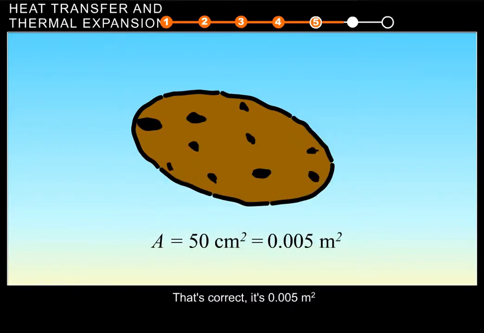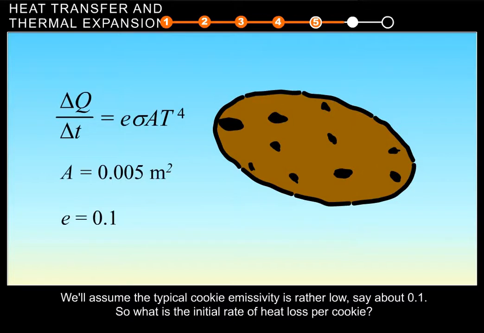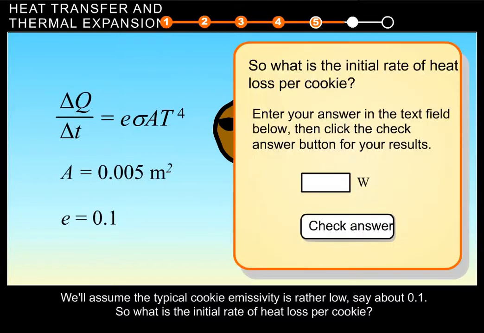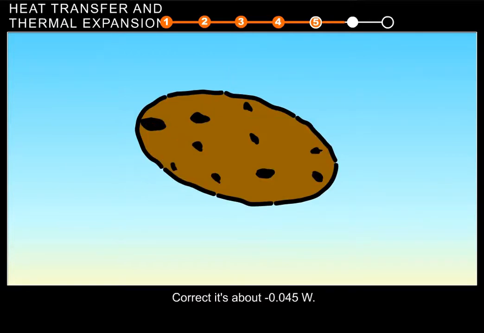Correct. It's 0.005 meters squared. We'll assume the typical cookie emissivity is rather low, say about 0.1. So what is the initial rate of heat loss per cookie? It's about negative 0.045 watts.